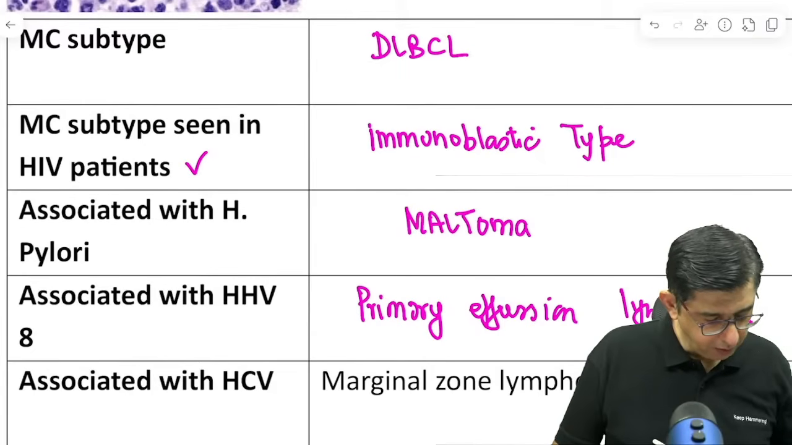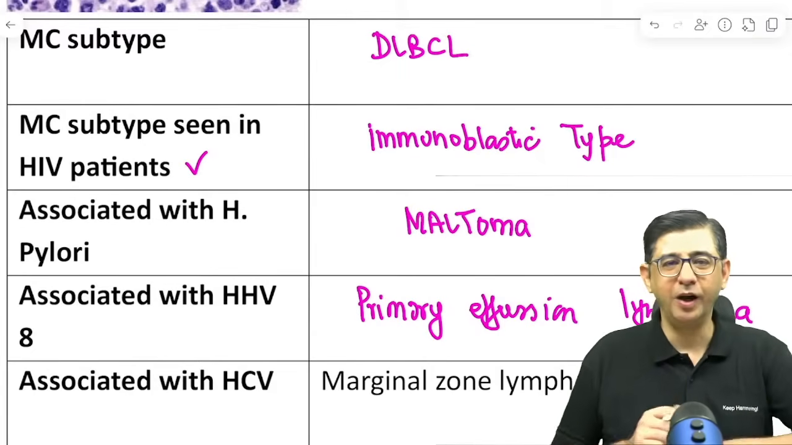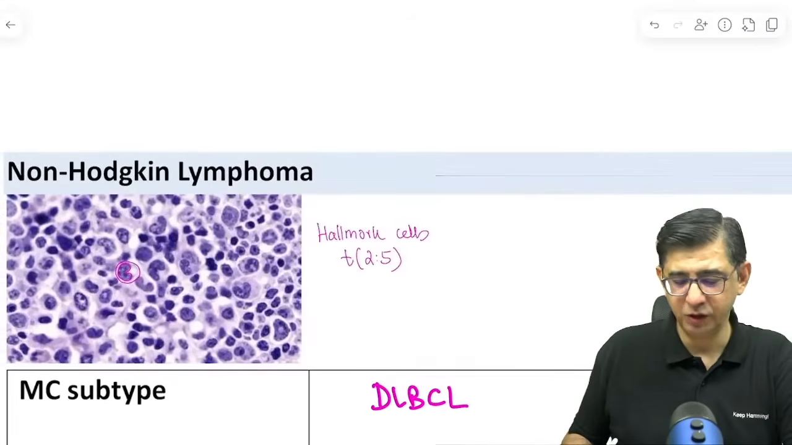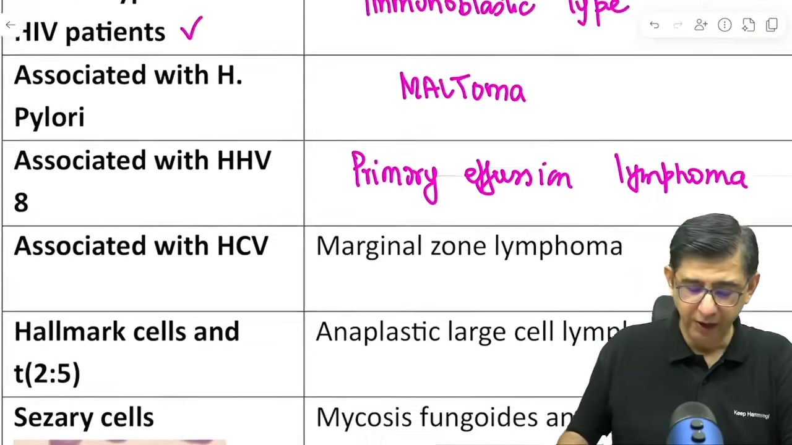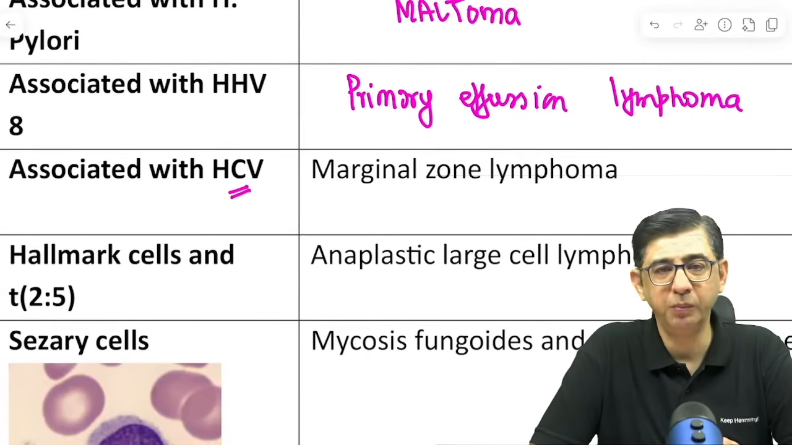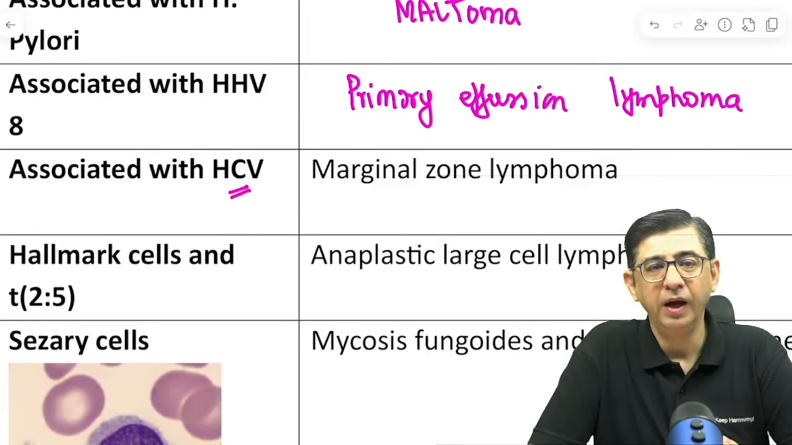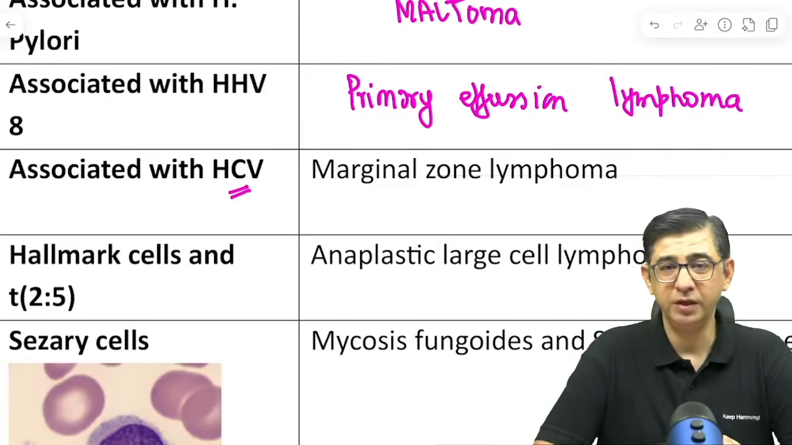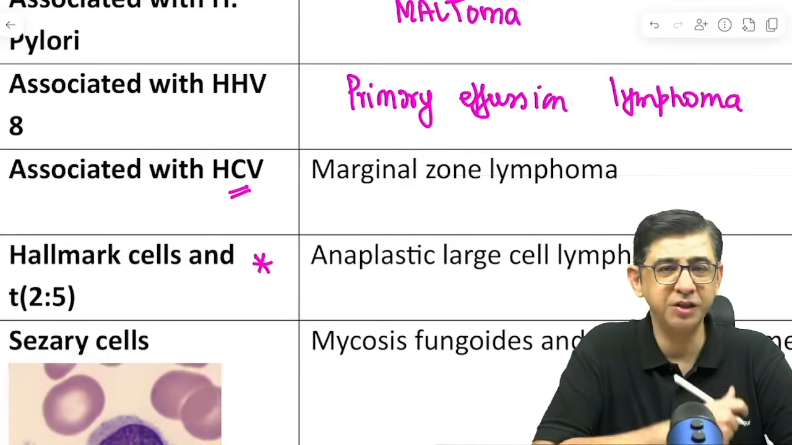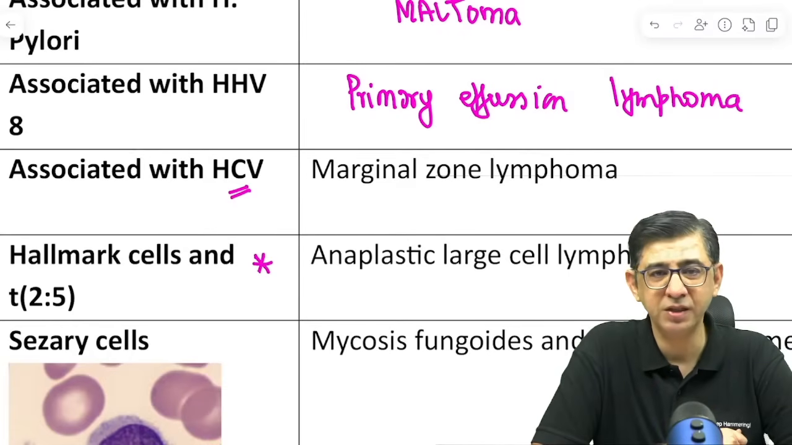Yep, and the next one, yeah, I got Kaposi as an answer. That, as I said, is for HIV positive. What we are discussing is a non-Hodgkin's lymphoma at the moment. Then he asked which is associated with hepatitis C virus. The hepatitis C virus would be a marginal zone lymphoma. And the one which is like the favorite of your examiner and has been asked in the last winter session, the January session, was hallmark cells. That would be anaplastic large cell lymphoma.